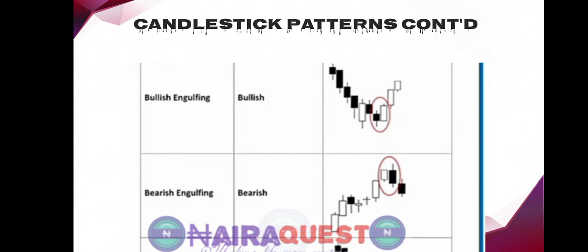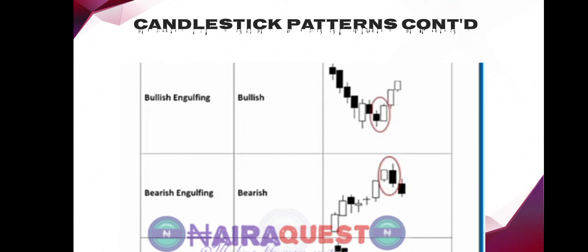Bullish engulfing is characterized by small red candles that are followed by a big green candle, and the big green candle forms such that it engulfs, it covers, it eats up two or three previous red candles. When a candle forms like that, it means it is time for you to enter the market. It suggests a trend reversal in the market.